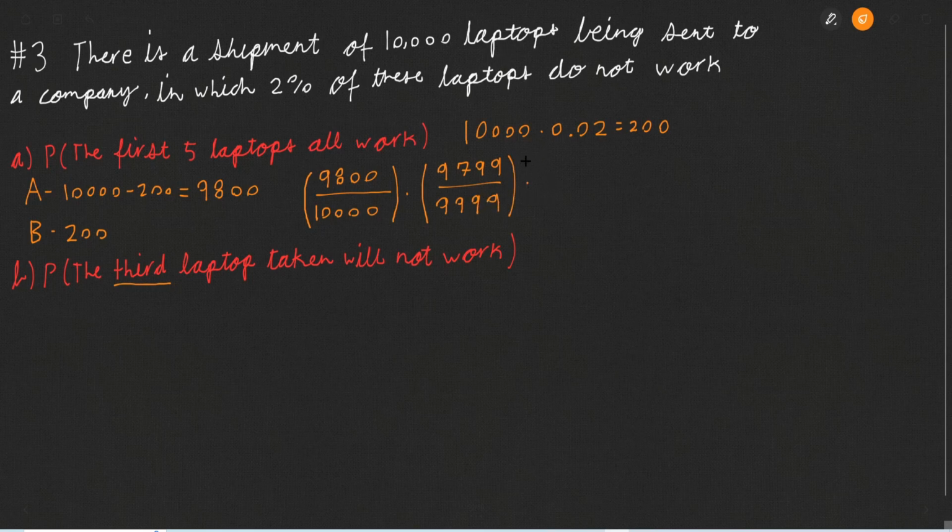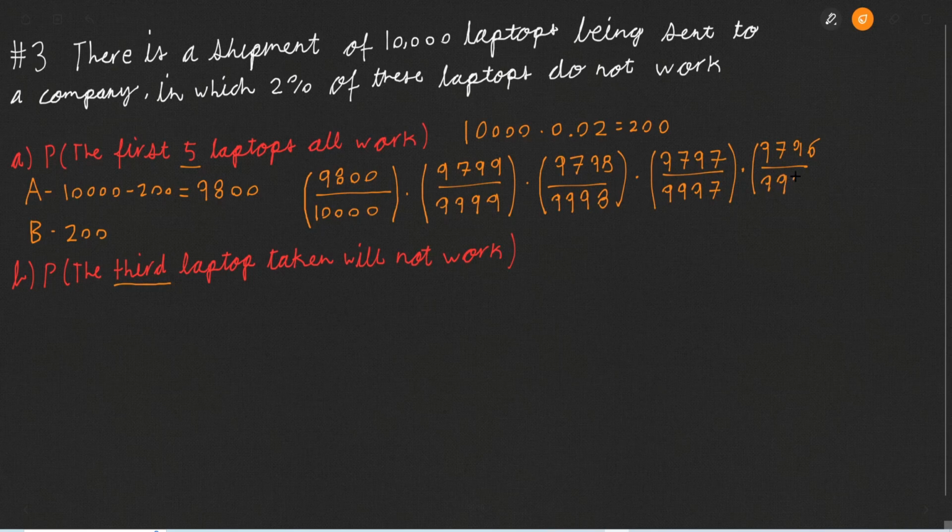And now to get to the 5 laptops that we need all working, we need to do this 3 more times, of 9,798 over 9,998 total laptops, multiplied by 9,797 over 9,997, and finally multiply it by 9,796 all over 9,996, which will give us the total probability of the first 5 laptops all working being 0.9039.